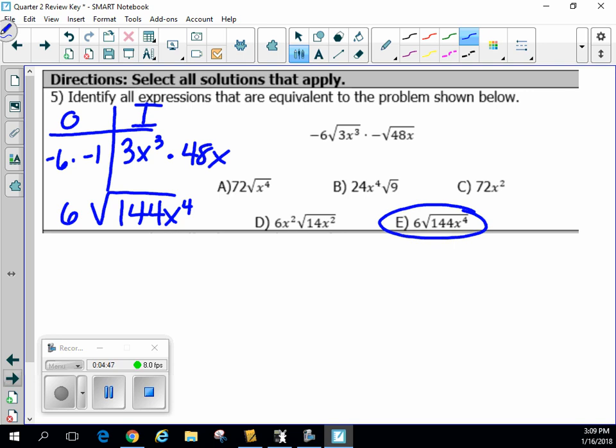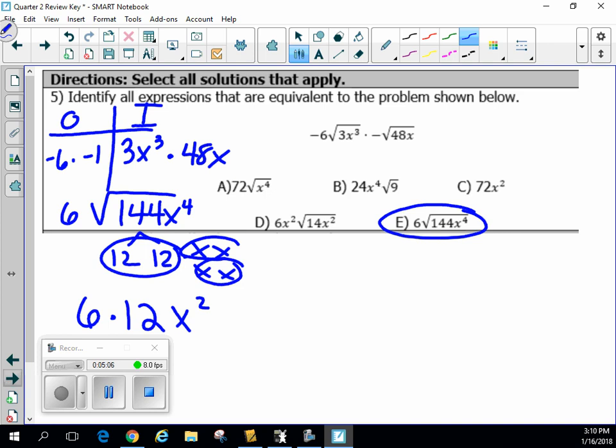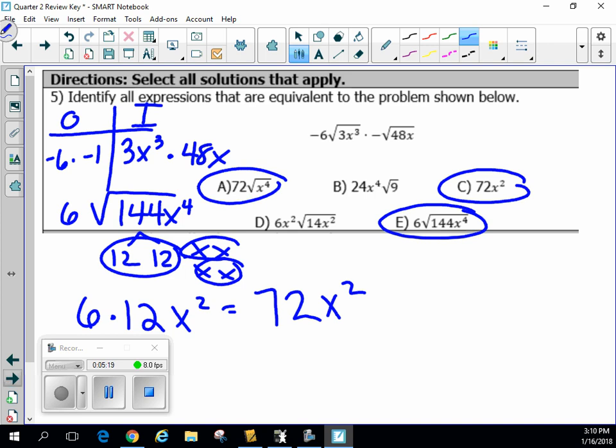So now I'm going to break down 144. 144 is a perfect square. It's 12 and 12, so you can pull out the 12. And the x to the 4th breaks down to x squared. So you end up getting 6 times 12 x squared, and that gives you the answer of 72 x squared. So C, but another one that actually works as well is A. A is just without breaking down the variables and is also a solution.